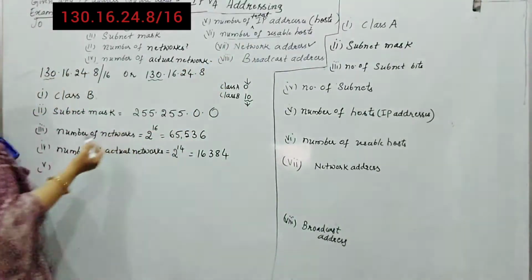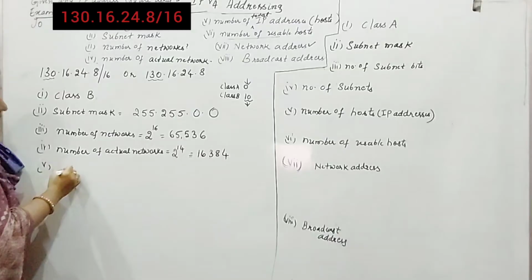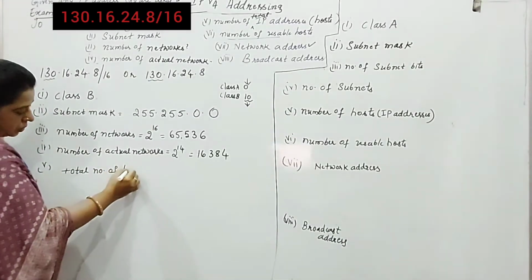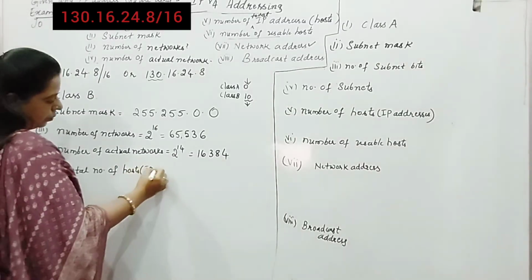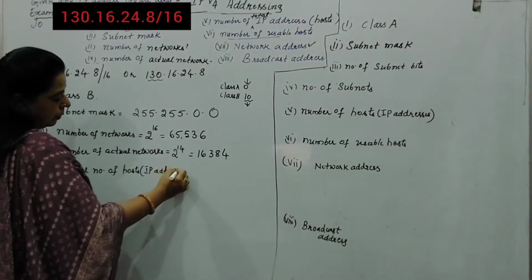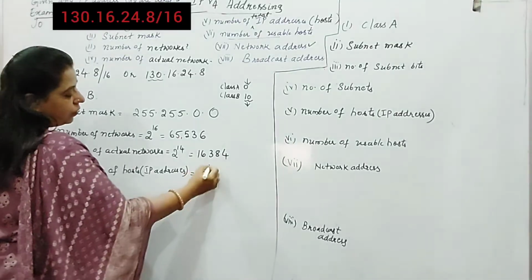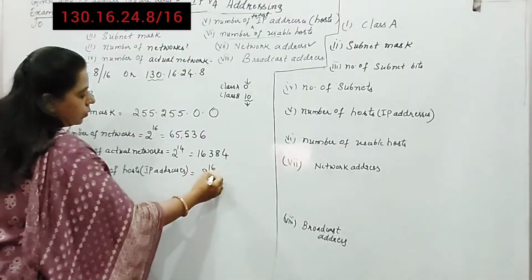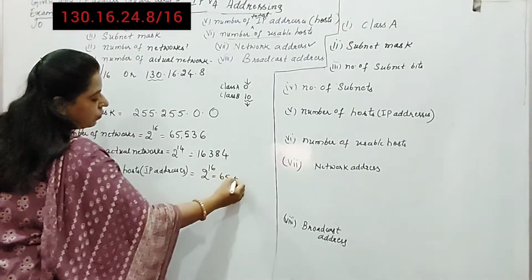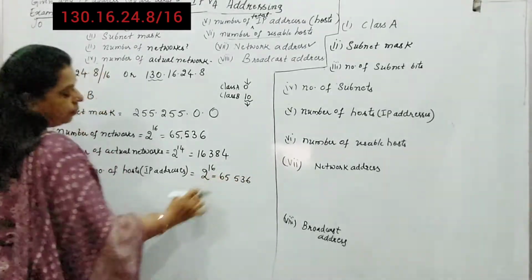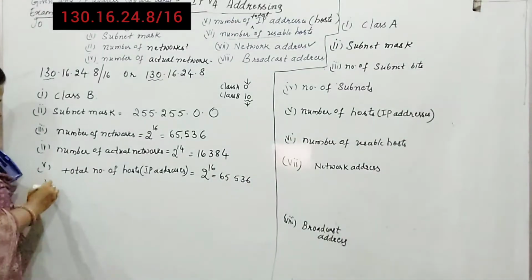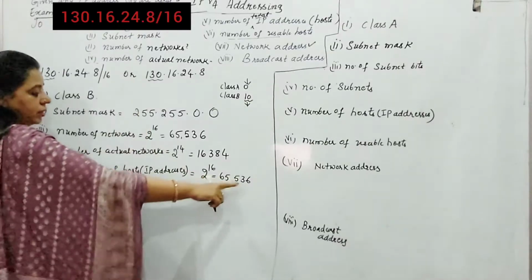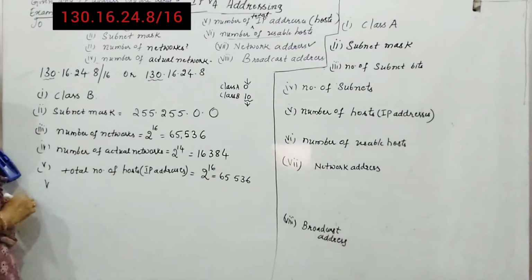So you can calculate the total number of hosts here. Total number of hosts, or IP addresses, in brackets I'll write both because sometimes it will be asked as IP addresses only, is 2 to the power of 16. So in each network, 2 to the power of 16 means 65,536 hosts are possible. And then in each network, 65,536 IP addresses are possible.